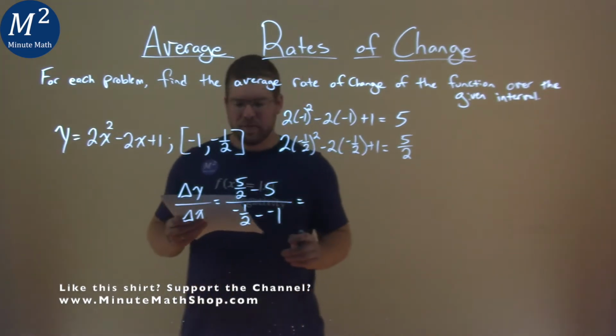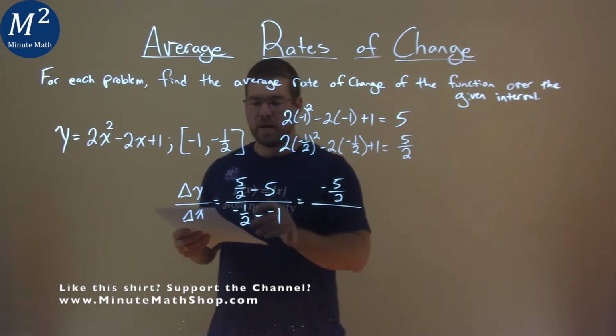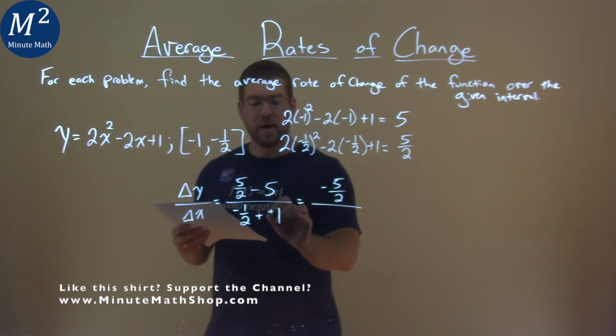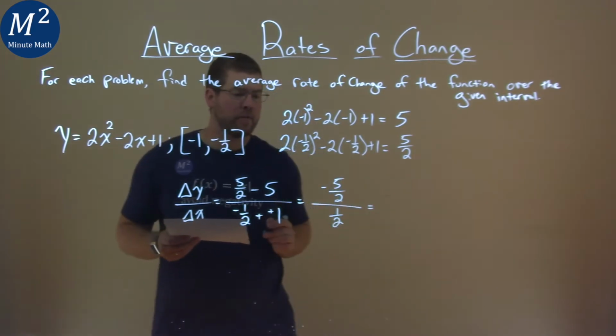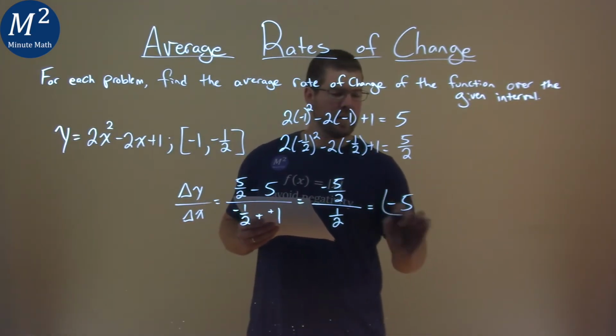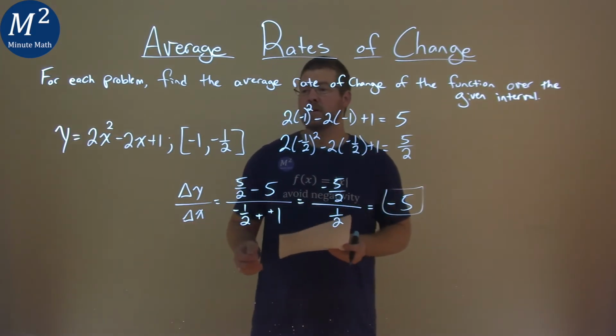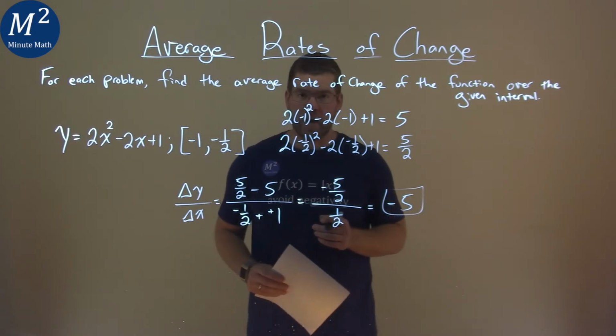Well, 5/2 minus 5 is a negative 5/2. Negative 1/2 plus a positive 1 is a positive 1/2. Negative 5/2 divided by 1/2 is a negative 5. And so our average rate of change here from negative 1 to negative 1/2 is negative 5.